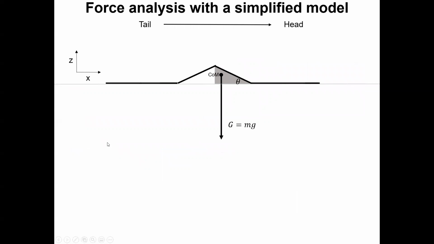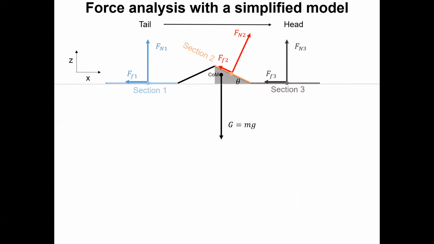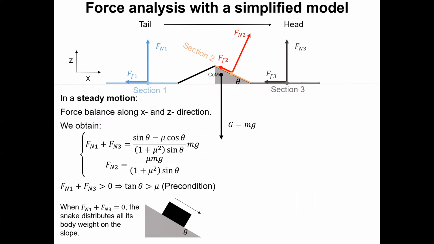Before we conduct more simulations, we use a simple model to analyze the force, dividing the snake into 3 sections in contact with the ground: section 1, section 2, and section 3. We can obtain the normal force of different sections in a steady motion via force balance along x and z directions. To make the sum of Fn1 and Fn3 positive, tan theta should be greater than mu, which implies that the slope must be greater than mu to make the traversal possible. It is a precondition of our problem.